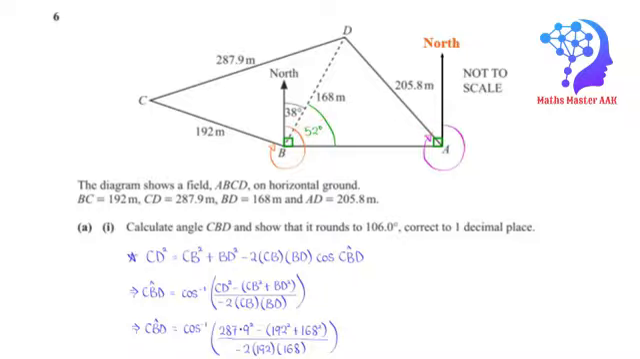When we subtract 38 degrees from 90 degrees, we get angle ABD as 52 degrees. If we subtract 90 degrees from 360 degrees, we get 270 degrees, which is the angle from this point to this point. The angle from this point to this point is angle BAD, and we can find it using the sine rule.